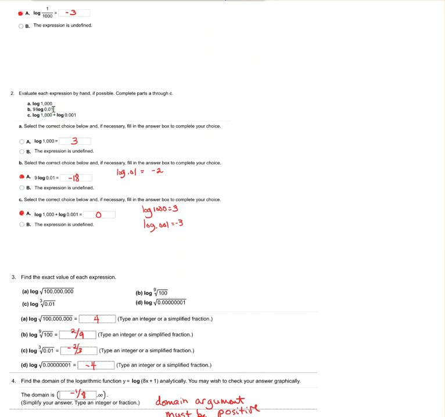9 log 0.01. So log of 0.01 is going to be a -2 because that's 1 over 100. And then 9 times that would be -18. And then log of 1,000 plus that, plus log of 0.001, that would be 3 plus -3, and that would give us 0.